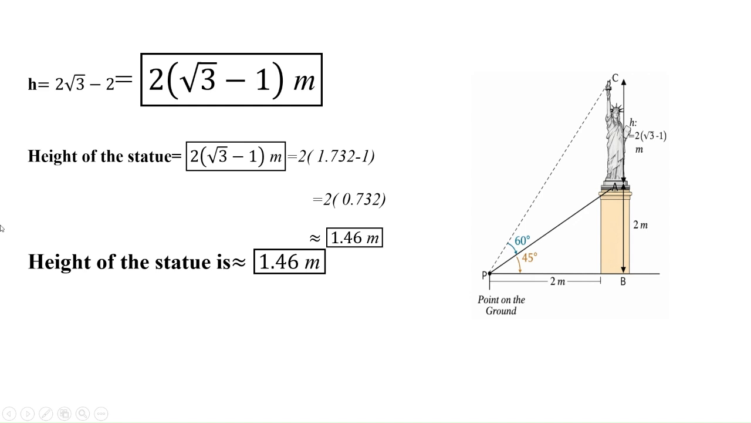We have just used a simple trigonometric ratio, tan theta. We were given two angles of elevation, one to the top of the statue and one to the top of the pedestal. When we are able to recognize the difference, and identify that the total height is the height of the statue plus the height of the pedestal, it is very easy to find the answer. Finally, the height of the statue is approximately 1.46 meters.